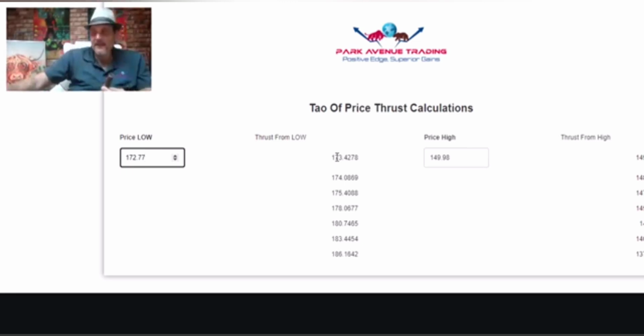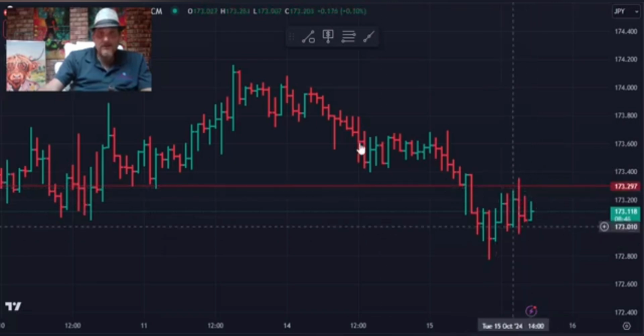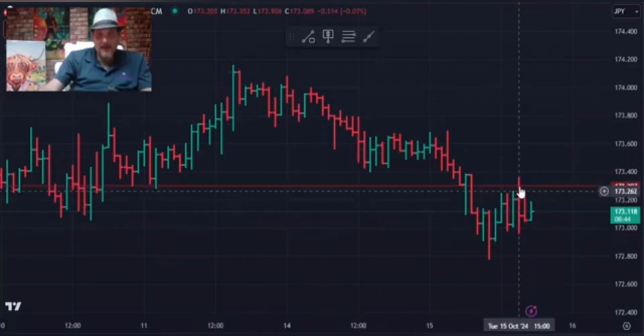What this calculator is basically doing for you, it's going forward. It's basically saying if you break 173.42, the next upward resistance is 174.09. Now, you could say, oh, great. So let's just look at the chart. And as you notice, this is the first fib level. I took this and I threw the fib level up. So hang on a second.